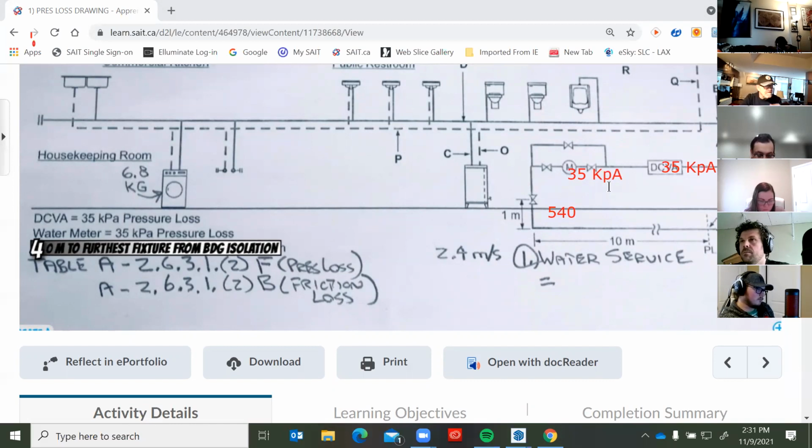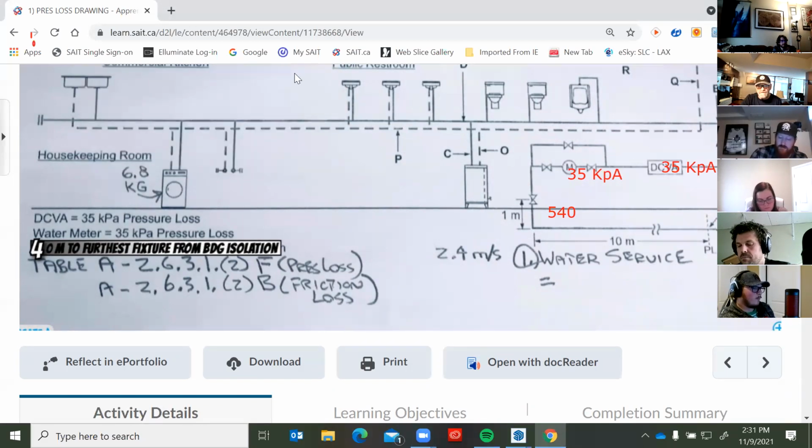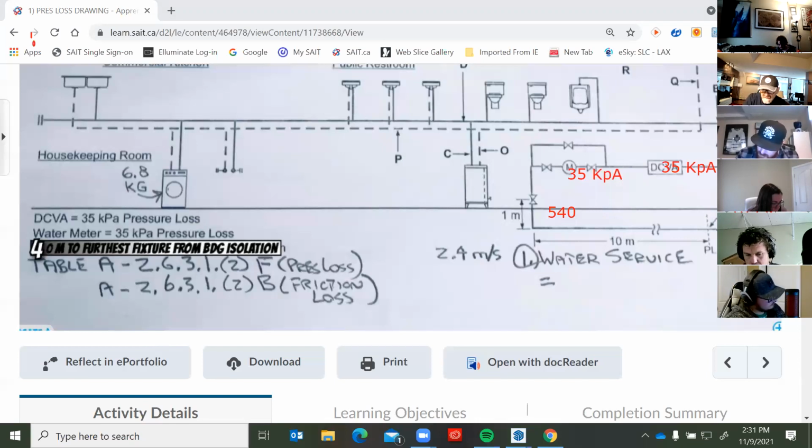What's the constant in your chart? The last one under brackets. The minimum pressure. 105. So I'm going to put another 105 here too. So 105 here, 105 kPa. So you're going to add these up together and subtract them from the 540.